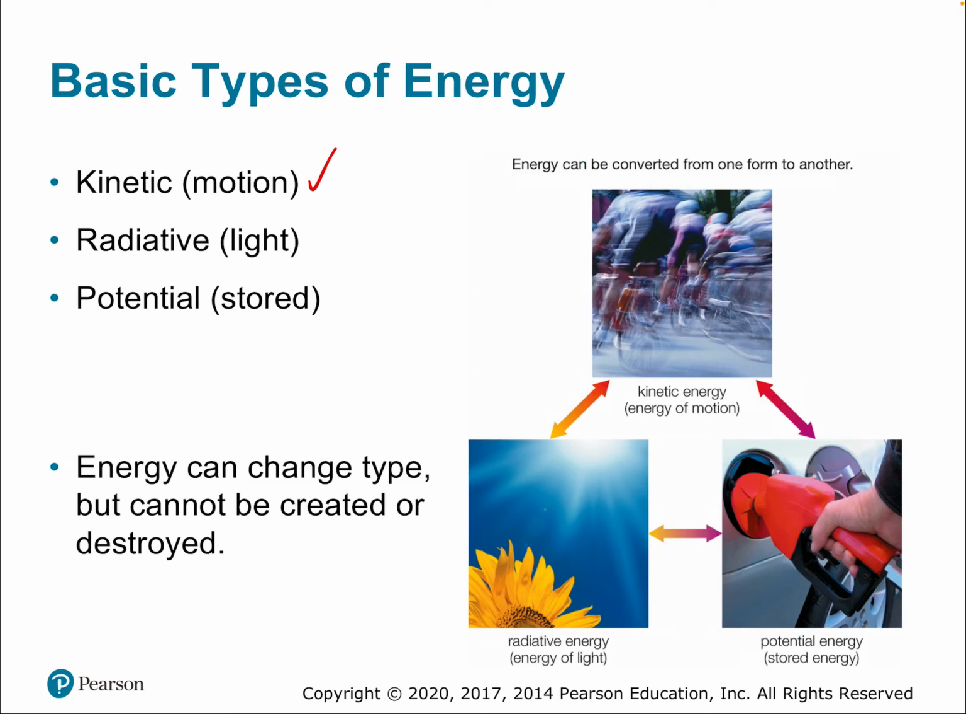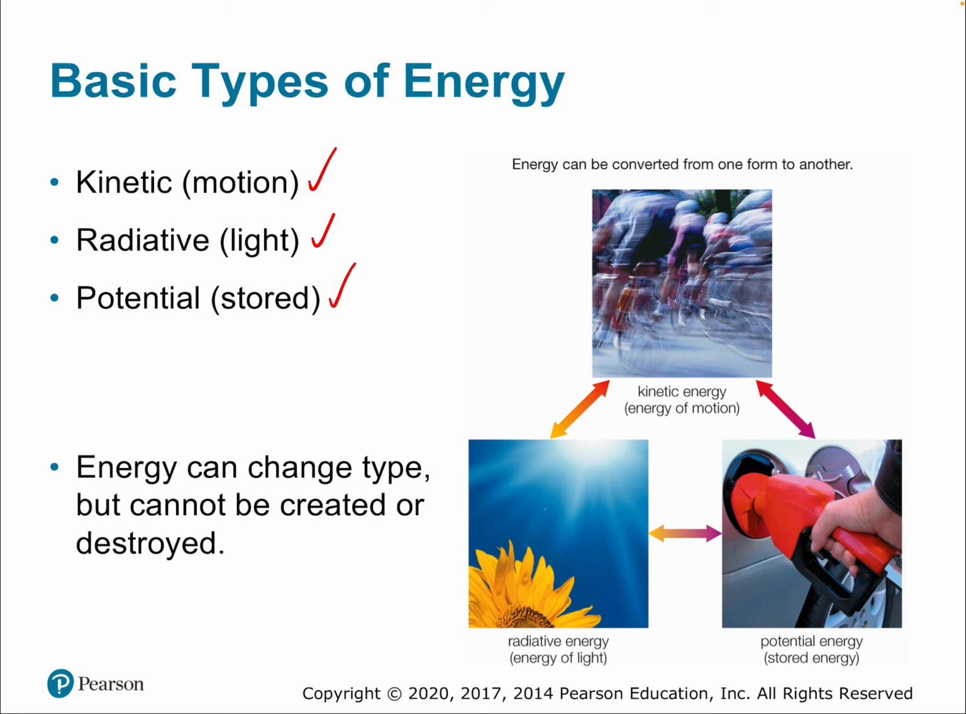Kinetic energy is the energy of motion. Radiative energy is the energy of light. Light is very unique from everything else. Potential energy is stored energy. That's why I talked about lifting something up, gravitational stored energy. You can also have elastic stored energy, like in a spring, right? So there's lots of examples of potential stored energy.